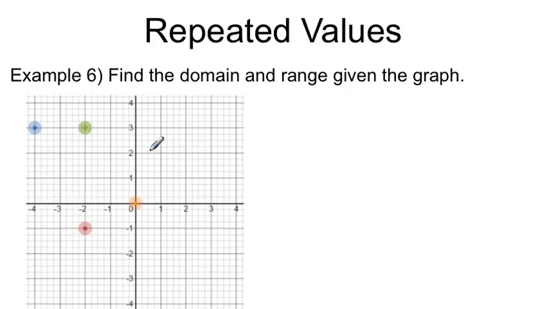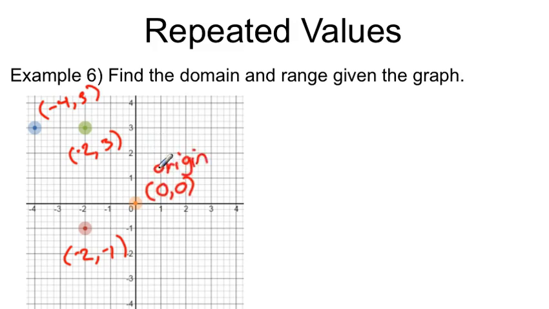Finally, let's look at what happens when I have some repeated values. I'm going to, for this one, use the method of just writing out the coordinates. So this would be at -4, 3. This one is at -2, 3. This one is at -2, -1. And this point is at 0, 0, which is a very special point that we call the origin. So know that name. If I say origin, I just mean the point 0, 0. So it's sort of the starting point for our graph.